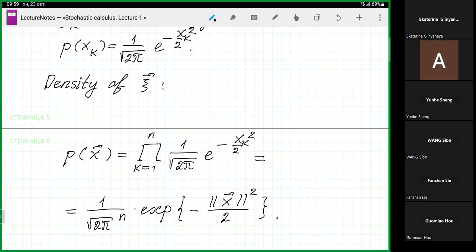So I gave you an example of a Gaussian random vector and its density. As I promised you, we now have to check the motivation, why we consider such families. And next lecture tomorrow, I will give you such an example. For today, that's all. Thank you for attention.